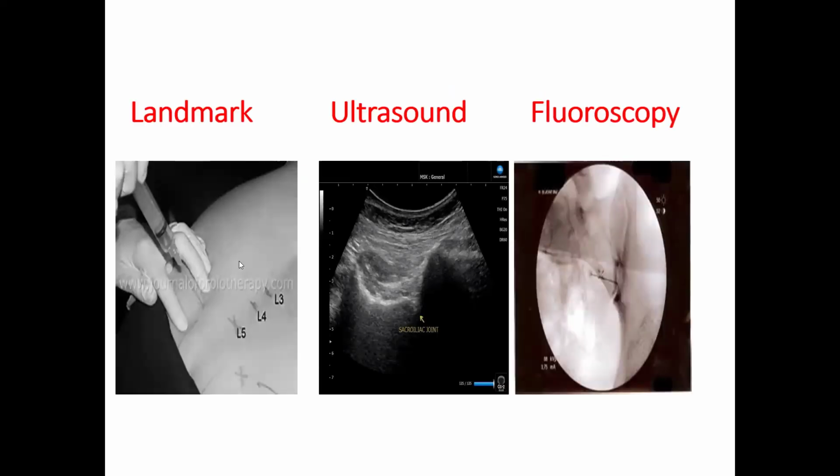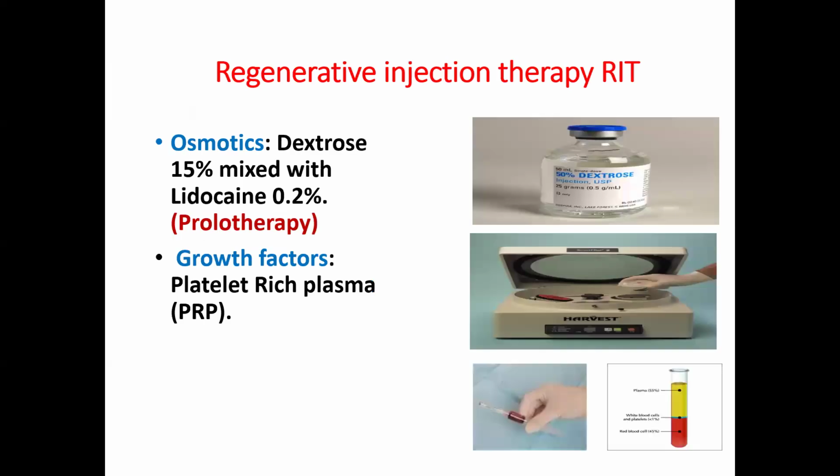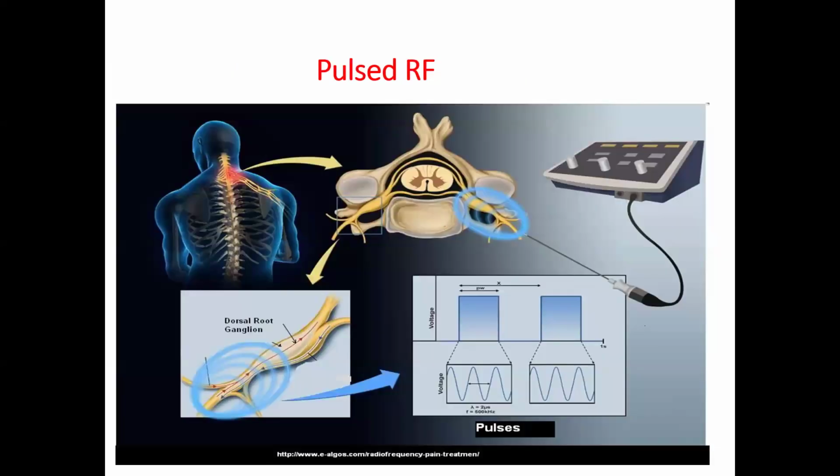Okay, you can use a landmark technique, or you can use ultrasound, or you can do it under fluoroscopy. Also, there's been some research where they injected phenol. Phenol is a neurolytic agent. They injected phenol interarticular. Okay, regenerative injection therapies can be done with dextrose, 15%. We talked about it, and or we can use a platelet-rich plasma. In these situations, we're trying to strengthen the ligaments of the back.